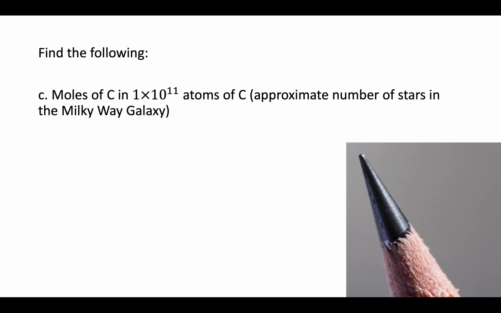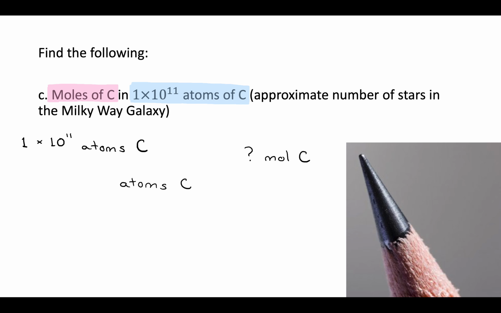Alright, this one asks you to find the moles of carbon in 1 times 10 to the 11th atoms of carbon. That's about how many stars there are in our galaxy, the Milky Way galaxy, 1 times 10 to the 11th. So here, what units are they asking for, and what numbers are they giving us? Well, they're asking us to find the moles of carbon. And the number they're giving us is 1 times 10 to the 11th atoms of carbon. So to do that conversion, we have to know how those units relate. How do atoms of carbon relate to moles of carbon?